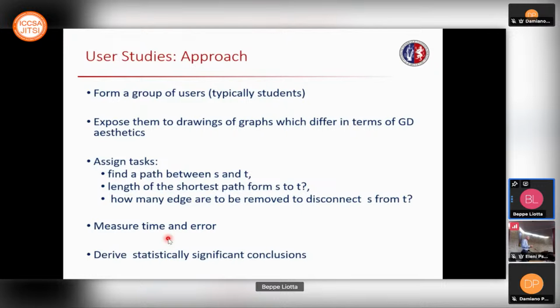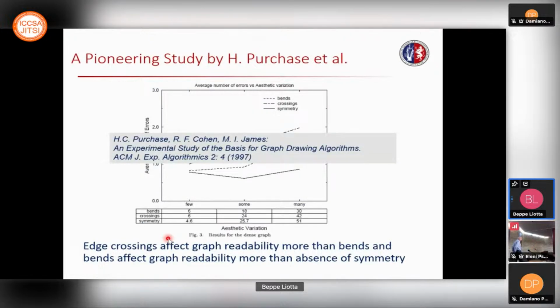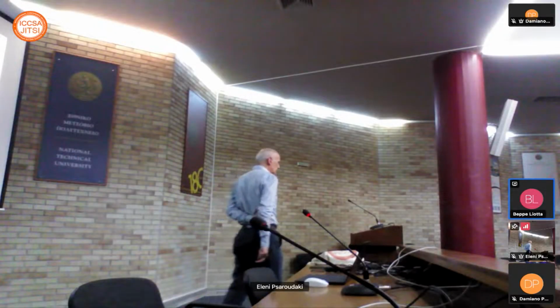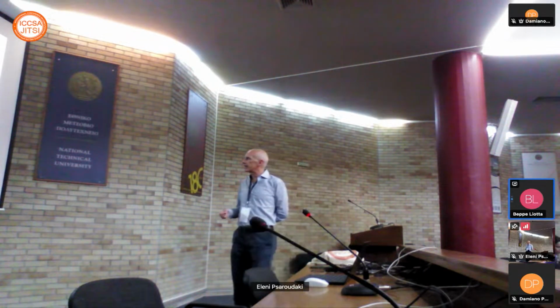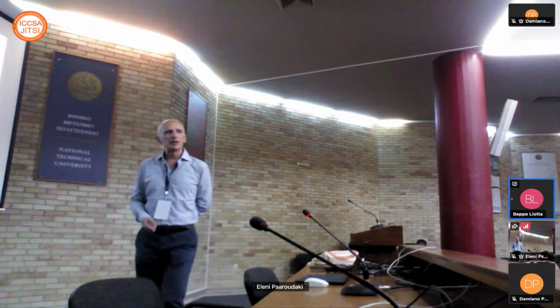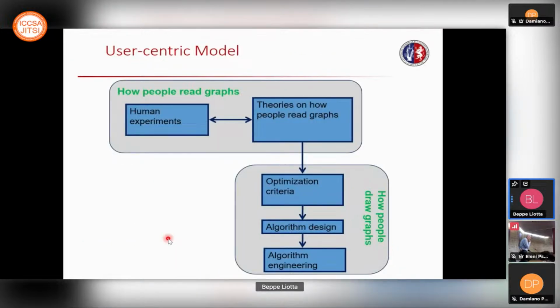Based on this, you derive some statistically significant conclusions, for example by doing between-subjects comparisons. There are different ways, of course, of running these experiments. A pioneering study by Helen Purchase in 1997 showed with this type of study that crossings are in fact worse than bends and symmetries for the readability of a representation. So in fact, crossings are really bad. But let me tell you a different approach and go back to crossings now.